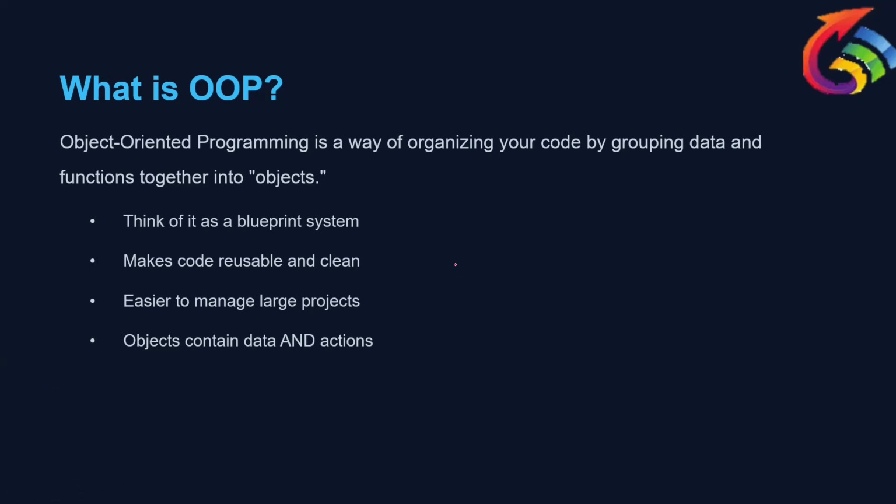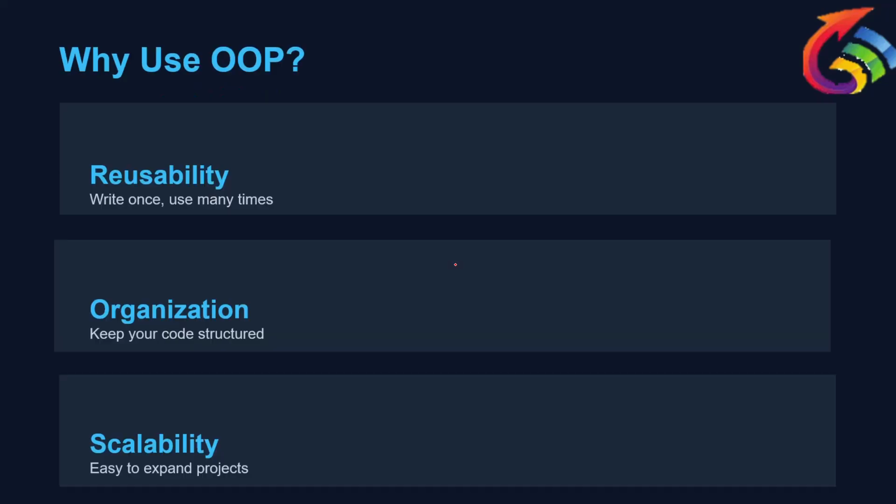Think about a recipe. You have one recipe card for baking a cake, but you can bake tons of cakes from it, right? OOPS works kind of like that. You create a blueprint called a class, then make lots of objects from it. It keeps your code neat and makes it reusable.